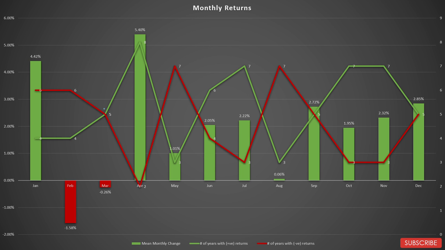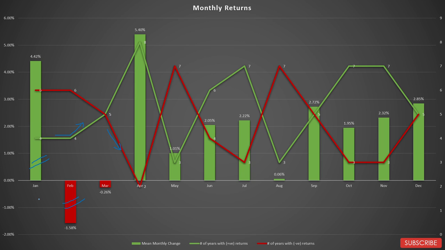Let's move on to the next graph, which is the monthly returns graph. So here is the graph, and these bars over here, the green bar shows the mean monthly change, the positive returns, and these red bars show the average negative returns. In this graph, I have taken the average of the last 10 years returns across every month. The green lines show the number of years with positive returns, and these red lines show the number of years with negative returns.